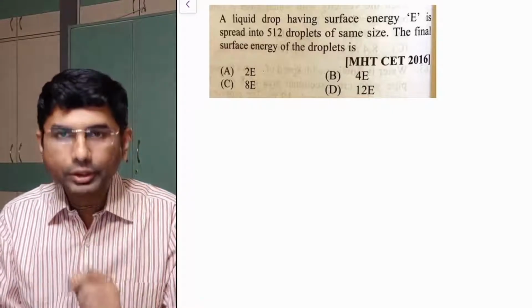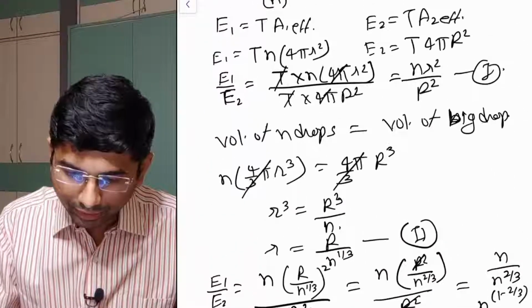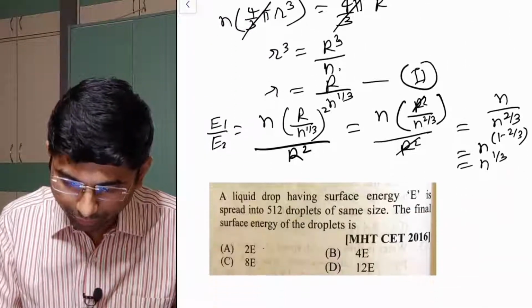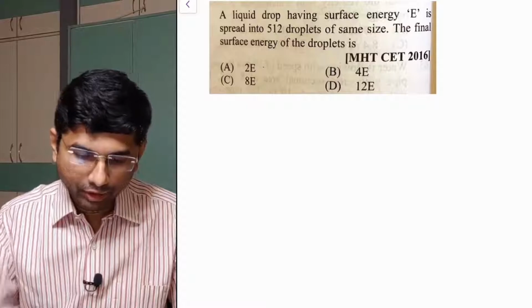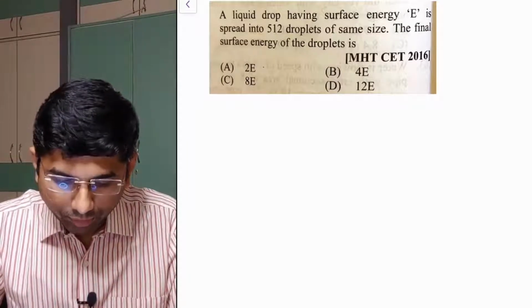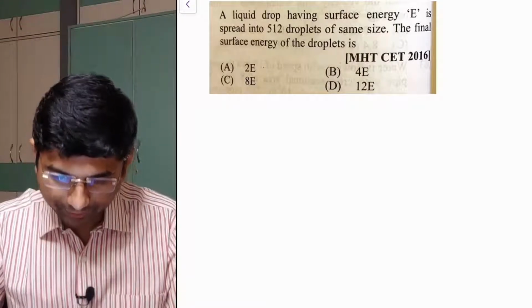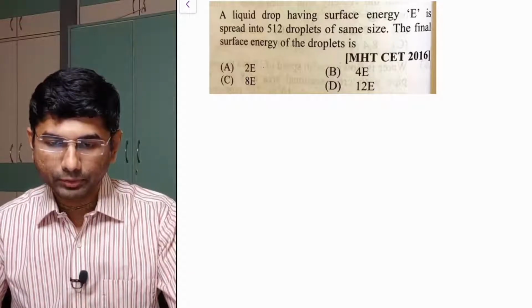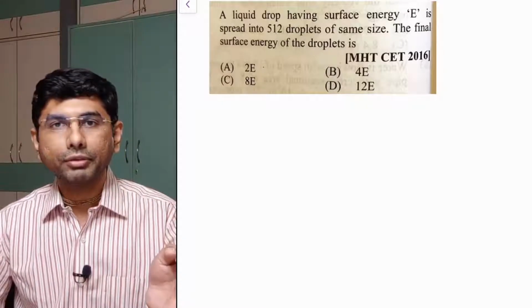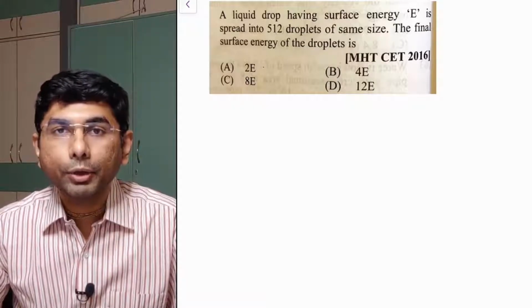Okay, now this question is again connected to the same previous question. The previous question came in Maharashtra CET 2017. Now this question is from Maharashtra CET 2016. The question is, a liquid drop having surface energy E is sprayed into 512 droplets of the same energy. The final surface energy of the droplet is? Four options are given to us. Now it is the same question. Initially, there was a relationship given in terms of n. Now, instead of n, we are given the value of n.